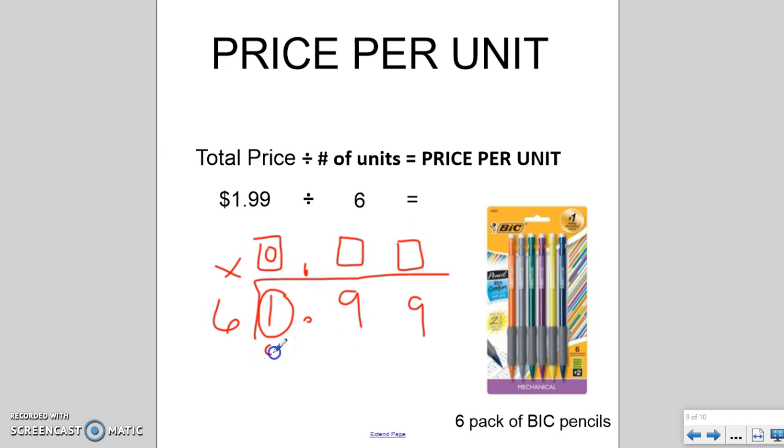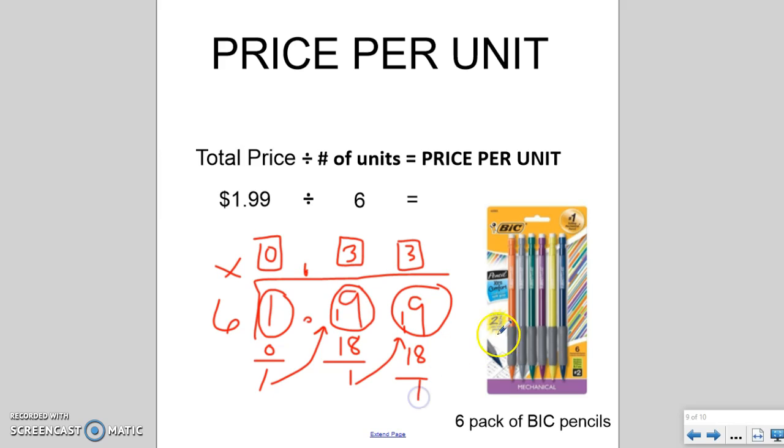And let's go ahead. We have 0 gets us to 0. We're 1 away still. Throw the 1 up here. I know 6 times 3 gets me to 18. I'm still 1 away. Throw that up here. I already know that 6 times 3 gets me to 18. And I'm 1 away. Now I'm not done, so I am going to have to extend the problem a little bit.